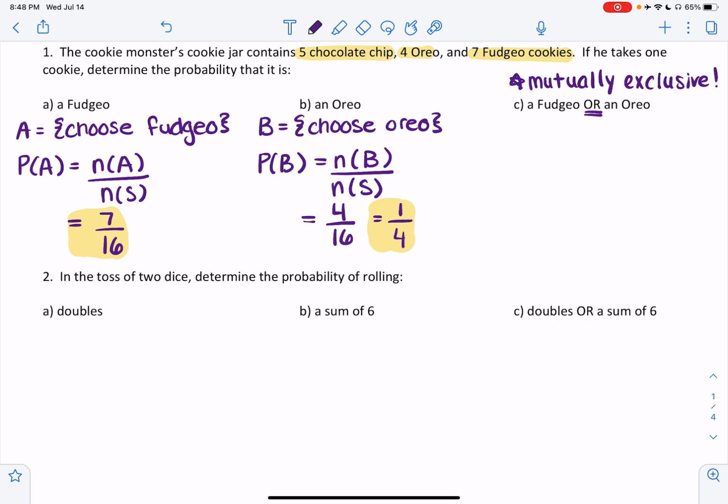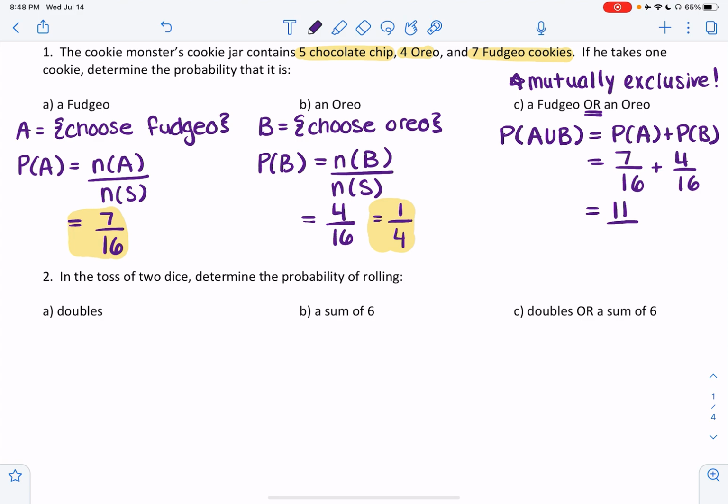So that means we can just add them. So that means our probability of A or B will be the probability of A plus the probability of B. And again, that's just because the two of them can't occur at the same time. Therefore, if I subtracted anything else, it would just be 0. So we'll have 7 over 16 plus 4 over 16. I'm just going to use the ones with both 16 as the denominator so that we can just add right away. And that will give us 11 out of 16.